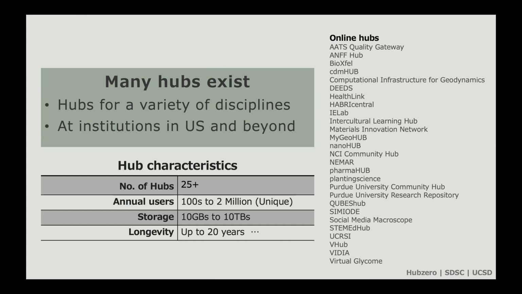If you look at what kind of characteristics each may have, some of them are modest, others are pretty big. They have a few hundred to a few million users every year, all of them unique. They have modest to moderate storage requirements, and the hubs have been around for a very long time. That is an important piece: it's not enough to just put together these services and software. It's very important to sustain them over long periods of time, and that is something the Hubzero project has done quite well.